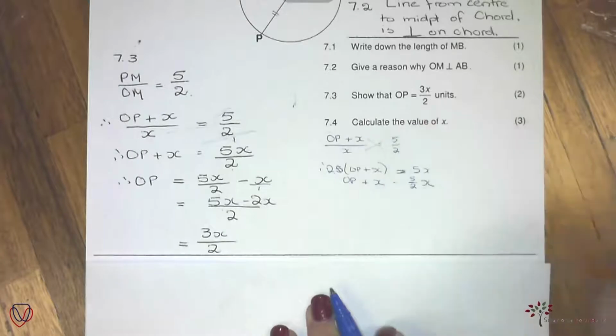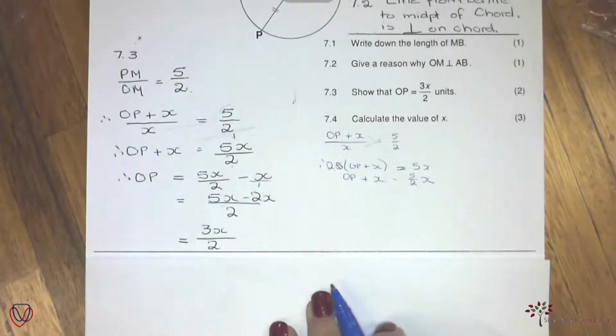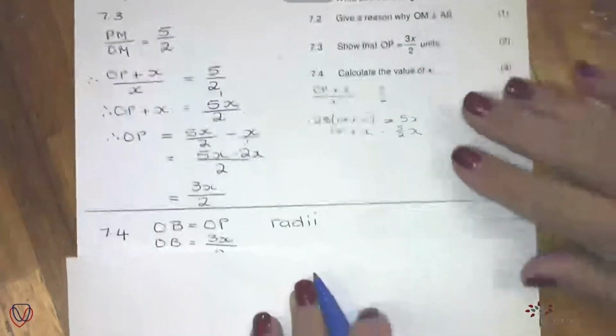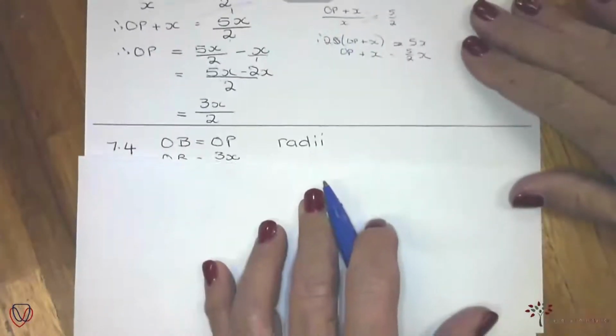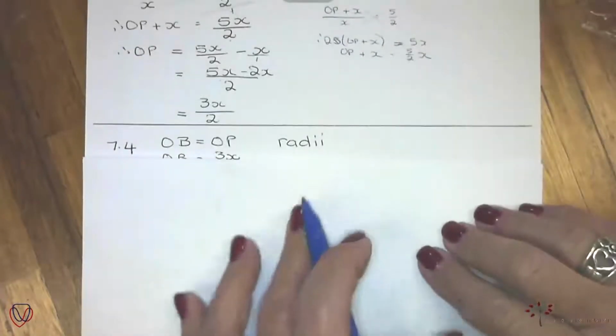Now, 7.4. Calculate the value of x. How do we calculate a variable? We must have an equation. Otherwise, you cannot solve for x. Because if they say calculate the value of x, they are actually saying to you, solve for x. Now let's get to 7.4. OB is OP. I use that knowledge now.